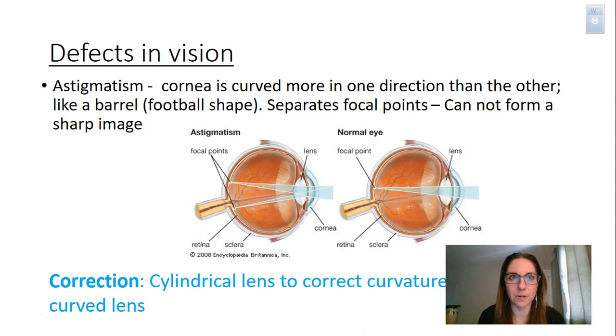A couple quick other defects in vision include astigmatism. You might have heard of it, I actually have astigmatism in my left eye. It just means that my left eye is not perfectly spherical, and because of that, it causes the light rays to not focus in one point, but actually break away a little bit. So it makes things blurry because you have two focal points. Remember, a really sharp image is all on one point.